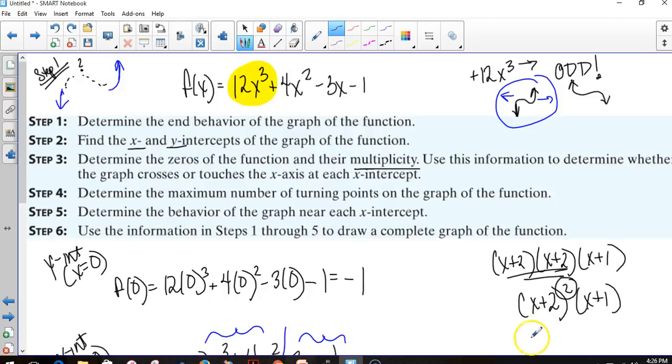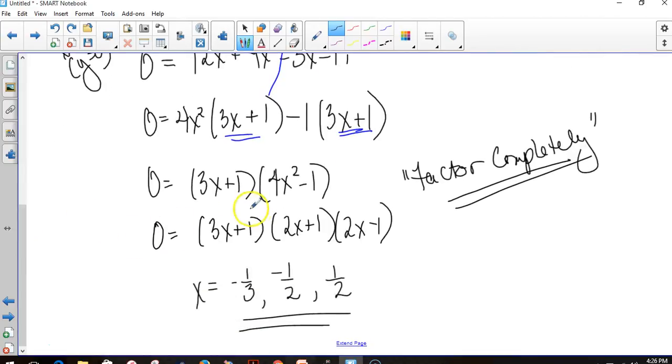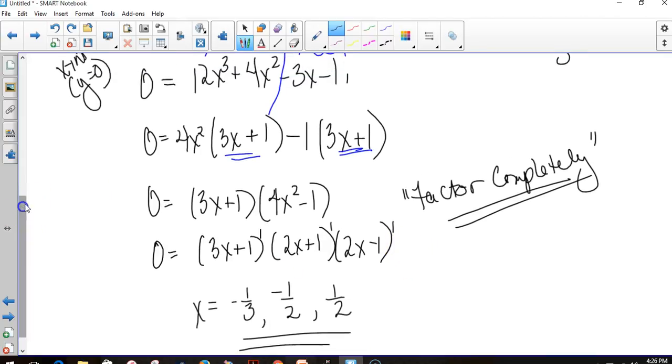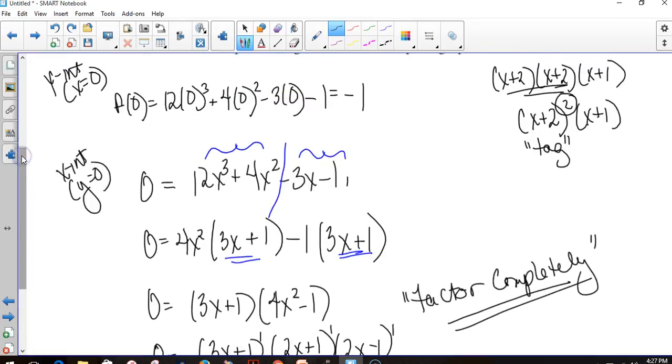Even multiplicities tag. They will go up to the x-axis, touch the intercept, touch the solution, and then duck back the other way. All of ours only appear once. And that means that it is an odd multiplicity. So something that's to the 1st power, to the 3rd power, to the 5th power. Those are odd multiplicities, and those are going to cut right through. And so evens tag, odds will slice.